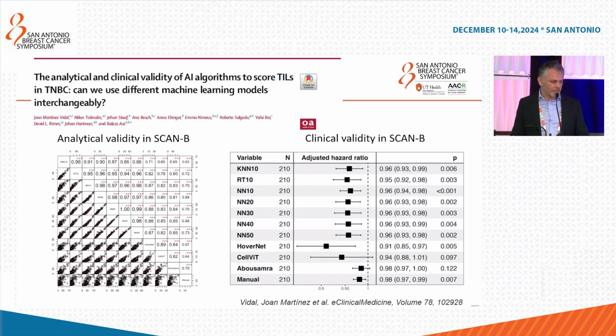What was shown in this paper that was published just a couple of weeks ago is that there was a high correlation between the different algorithms, and they were also highly correlated to the manual TILs shown in the last column here to the right, with coefficients of about 0.7, which is higher than the one shown in the paper here. And also the clinical validity was demonstrated with quite consistent results among the subtypes.